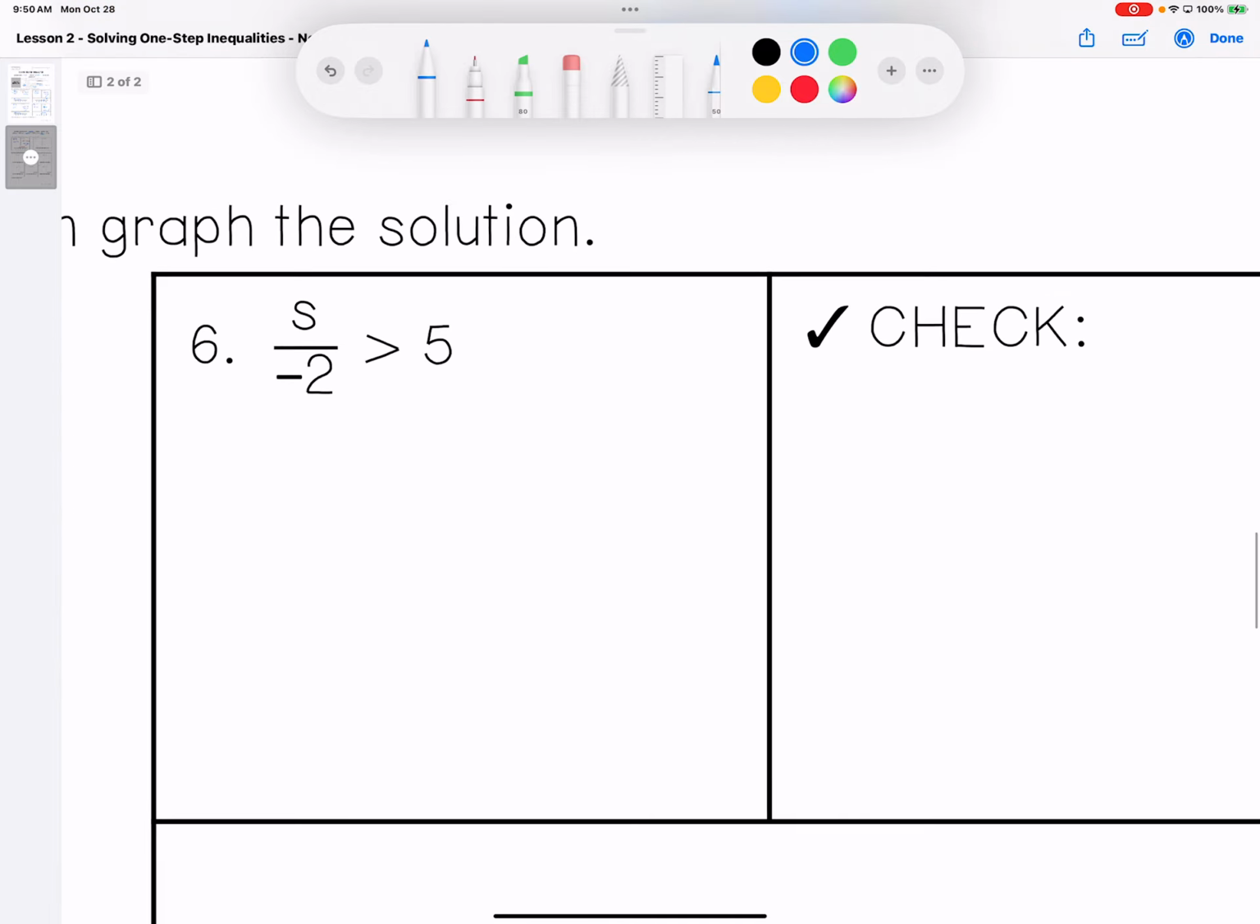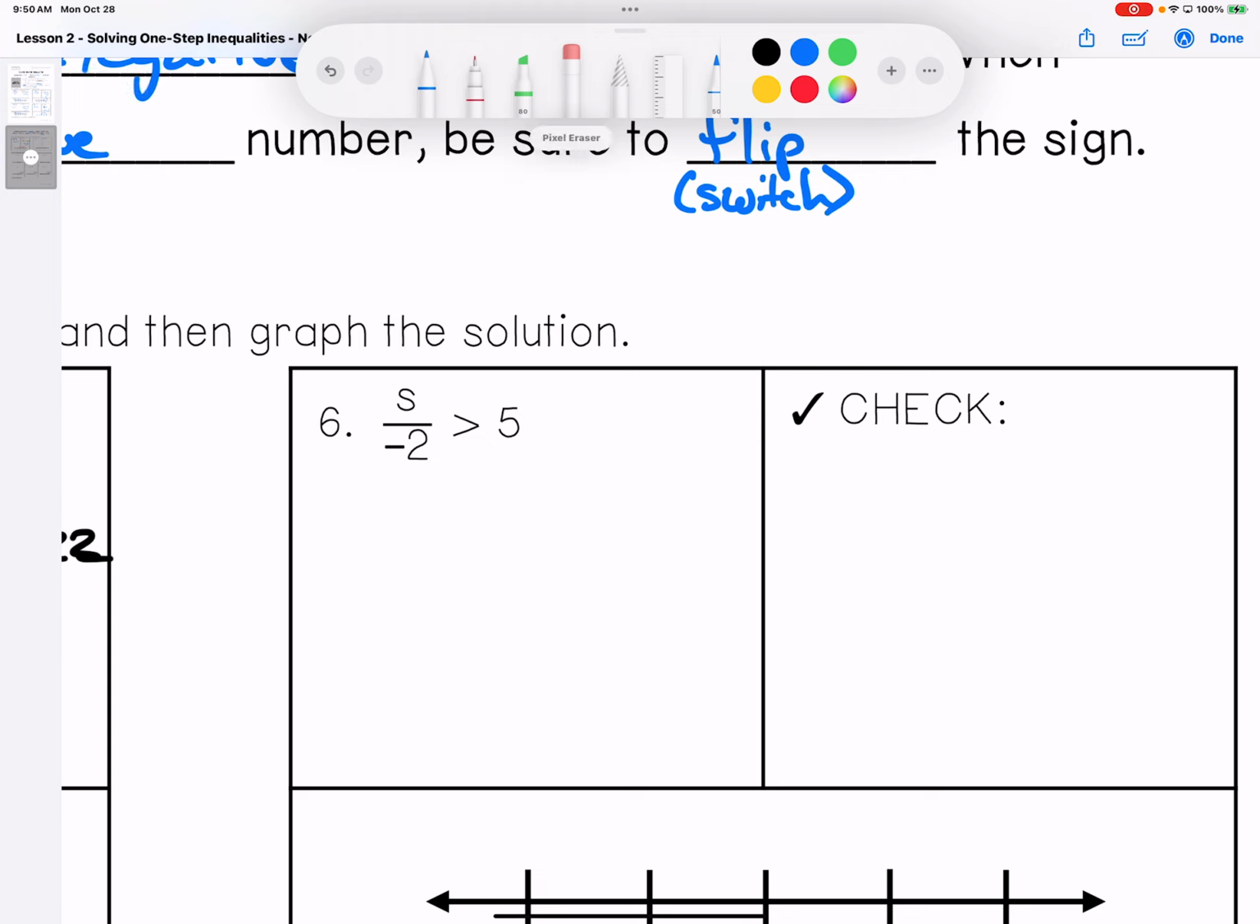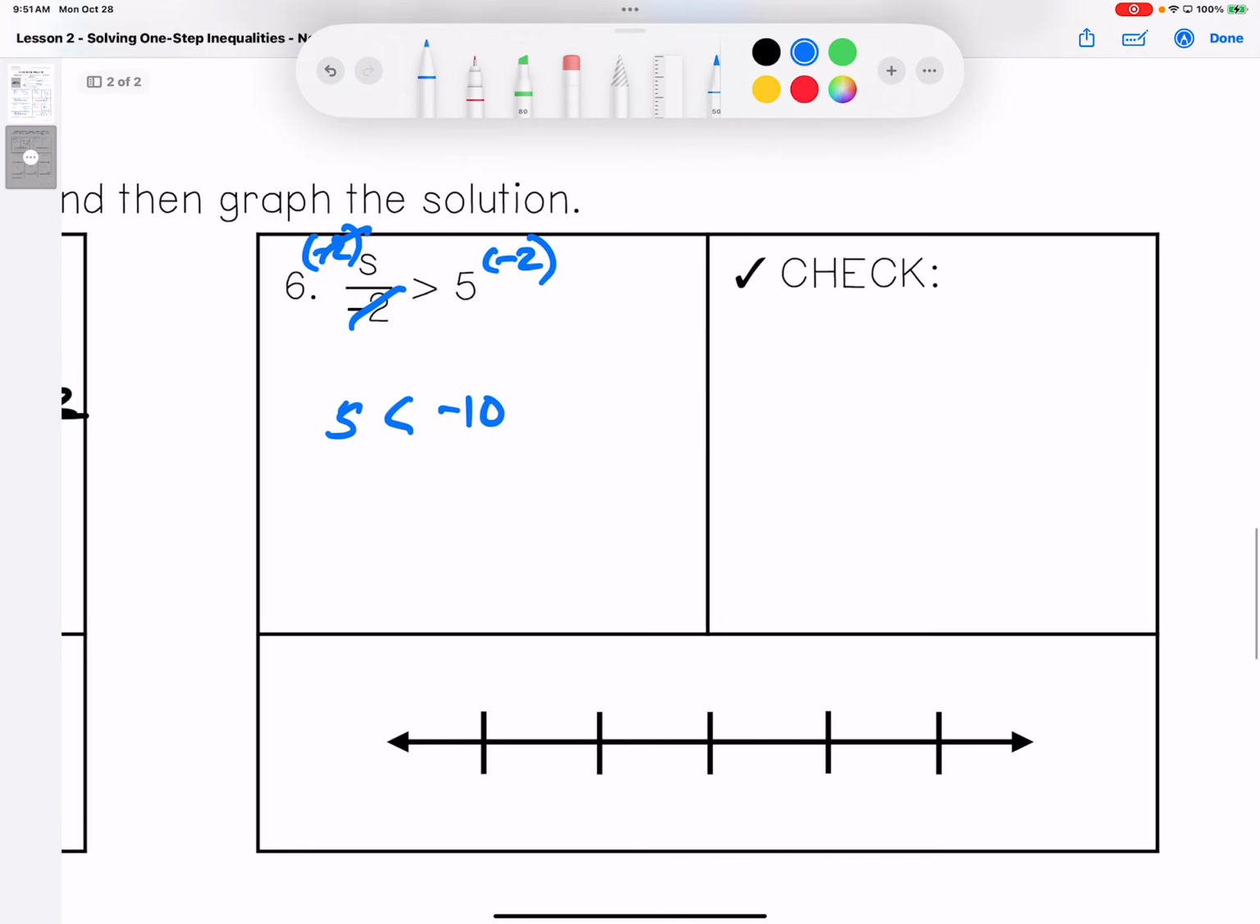Let's go over here. That is S divided by negative 2. So how do we get rid of that negative 2? When dividing, do the opposite, multiply. We're going to multiply both sides by negative 2. That ain't going to work. You got to flip that sign. S is less than or equal to negative 10. That's an S, not a 5. I know my S's are not 5s. I'm sorry. So I'm going to go down here and graph it.